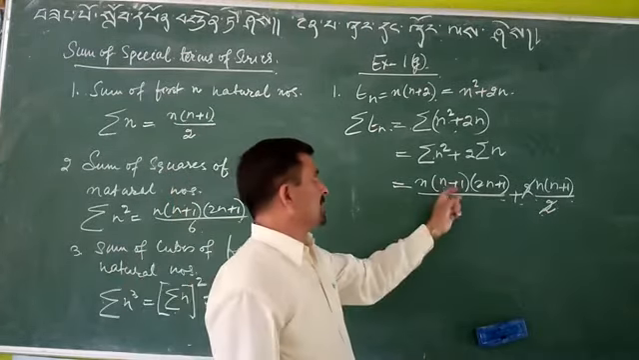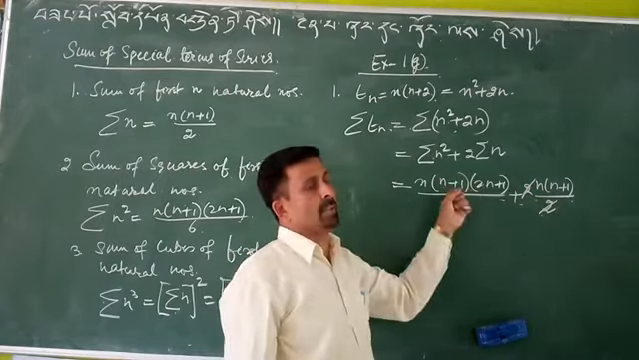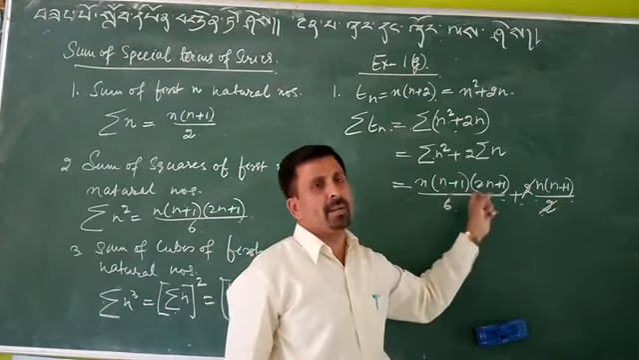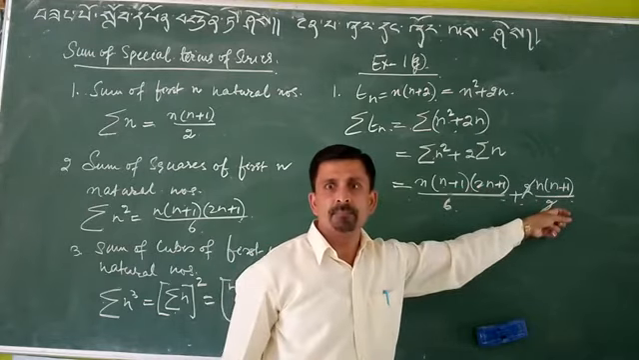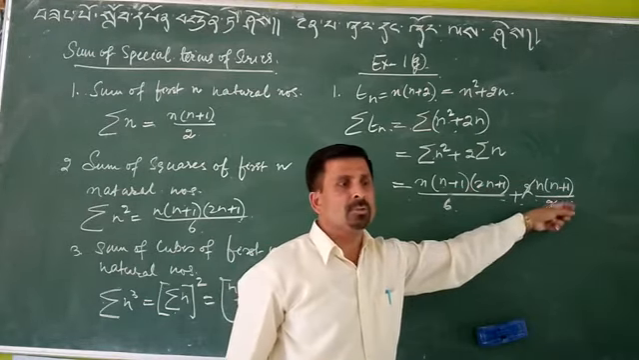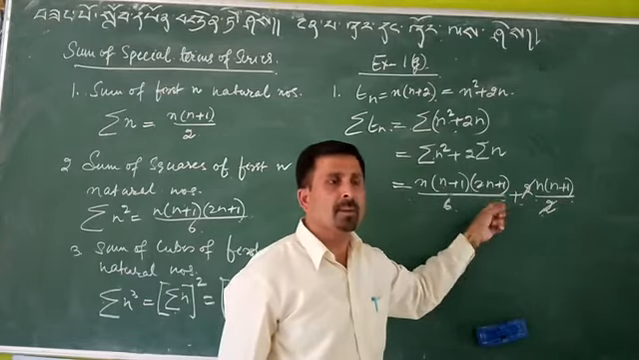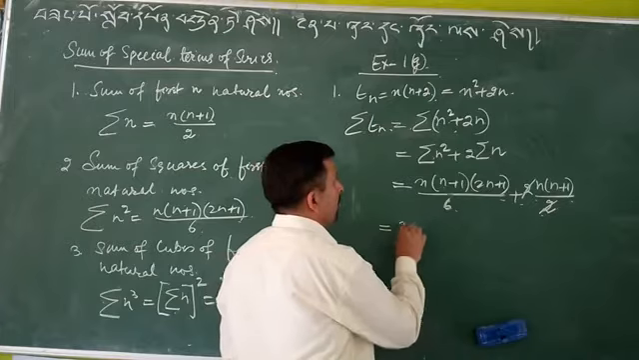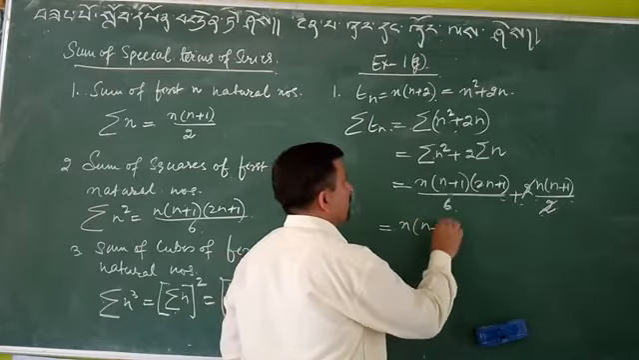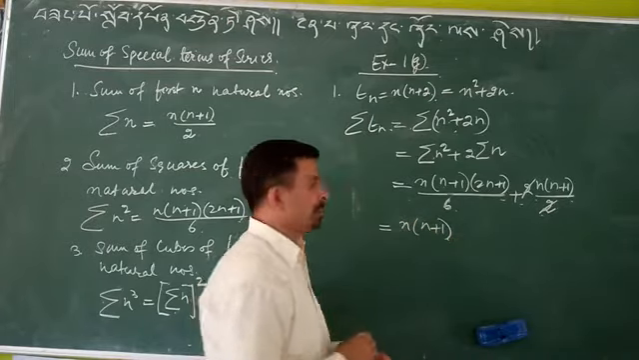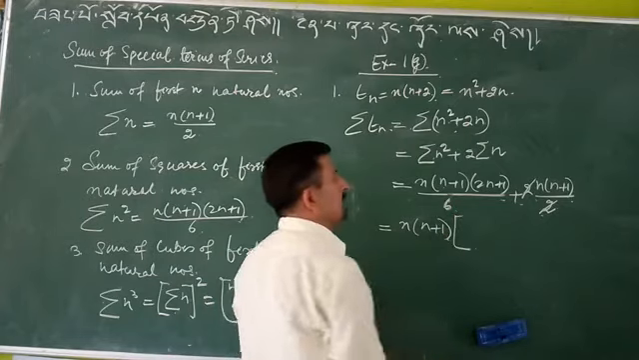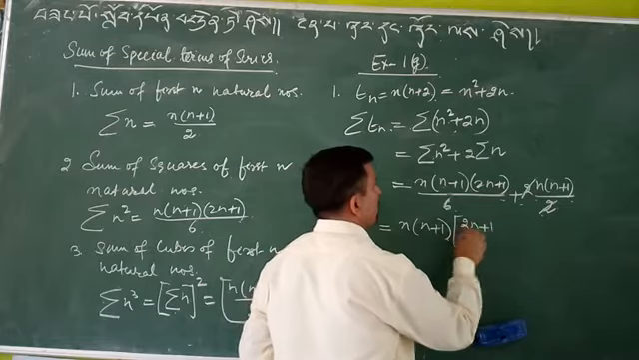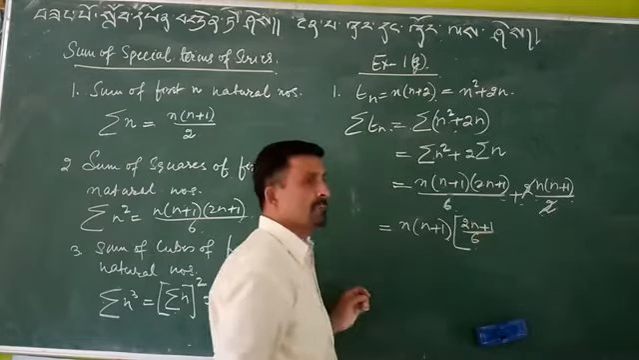After this, we will see the two terms and then try to find out if there is any common factor. In this and this, do you find any factor common? Do you see any factor common? Yes, sir. So we will take out those common factors, and those common factors are n and n plus 1. Is this the common factor? Yes, sir. So this is out and the remaining will be inside the bracket. This will become now 2n plus 1 divided by 6. Am I right? Yes, sir.